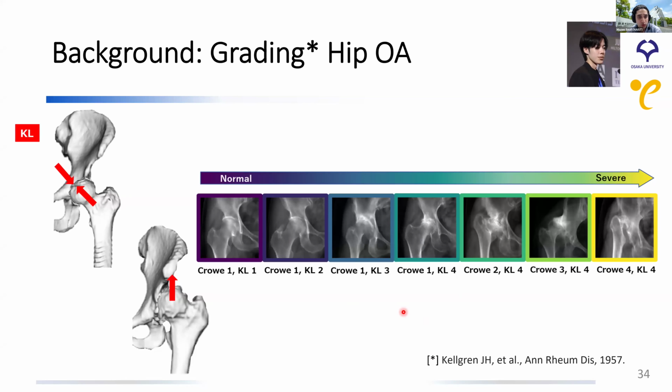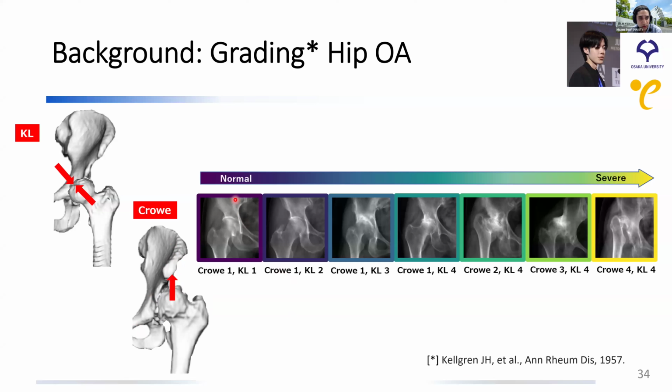So the background of this research was that we want to automatically grade the hip OA from the medical images. And there are two main types of grades that are used for grading this disease. One is called KL grade, and this characterizes how small the distance between the femoral head and the pelvis is. The smaller the distance is, the higher the grade will be. The other is called CROW, which characterizes how much the femoral head or the femoral bone has migrated from its location in the pelvis to the upper parts.